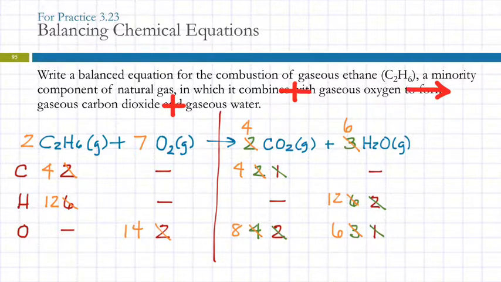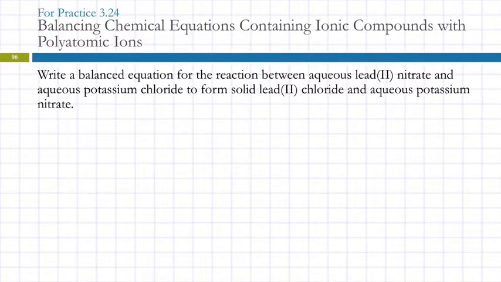So that's sort of a tally method of balancing. Okay? Any questions? Let's do one with polyatomic ions. Write a balanced equation for the reaction between aqueous lead-2 nitrate and aqueous potassium chloride to form solid lead-2 chloride and aqueous potassium nitrate. All those words.